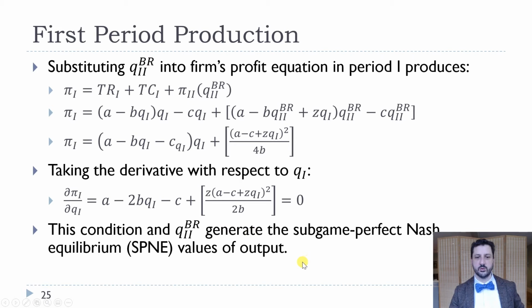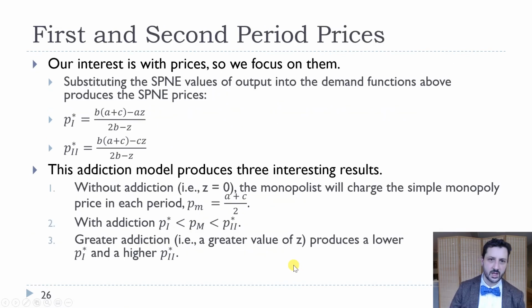And then we can use that in order to find the subgame perfect Nash equilibrium values of output. We're going to focus on prices here. And so our prices become, in period 1, b times (a plus c minus a z) over 2b minus z, and b times (a plus c minus c z) over 2b minus z. And so if the z goes away, all we get is monopoly profit each time. So nothing different, (a plus c) over 2.